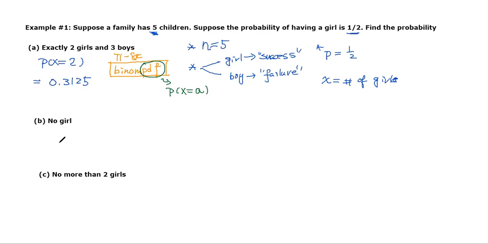Okay, so let's take a look at the second one here, right? So let's say no girls, right? So that means you are doing probability X equal to what? 0, correct? Okay, let's switch back to the TI-84 calculator.